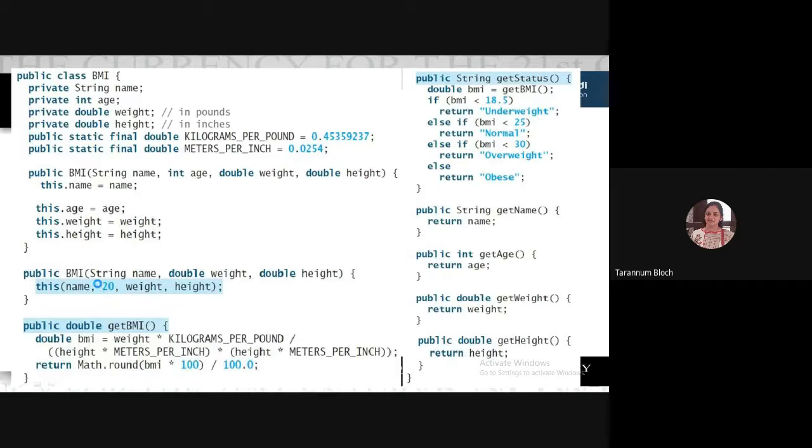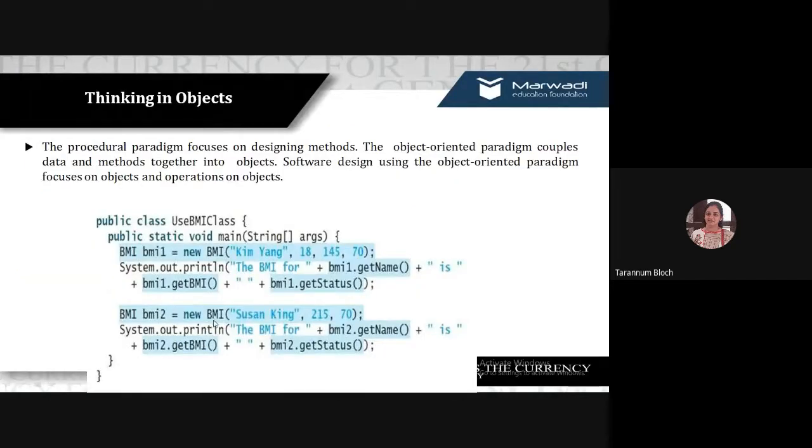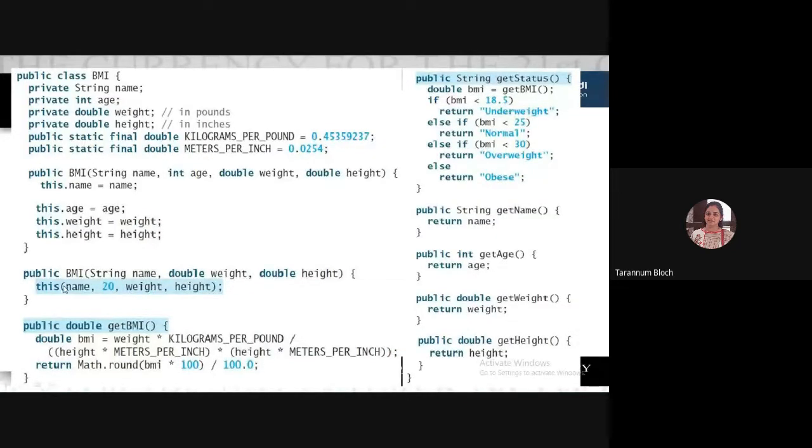So if you look at it, if I'm creating the second object, this is my main method. BMI2, class name, object name equal to new class name. This is the constructor which has the 3 parameters, Sushan King and 215 and 70. In that case, the age parameter is not given. So this will go to the second constructor, but there we have used this, and that's why it will go to the first constructor. Fine.